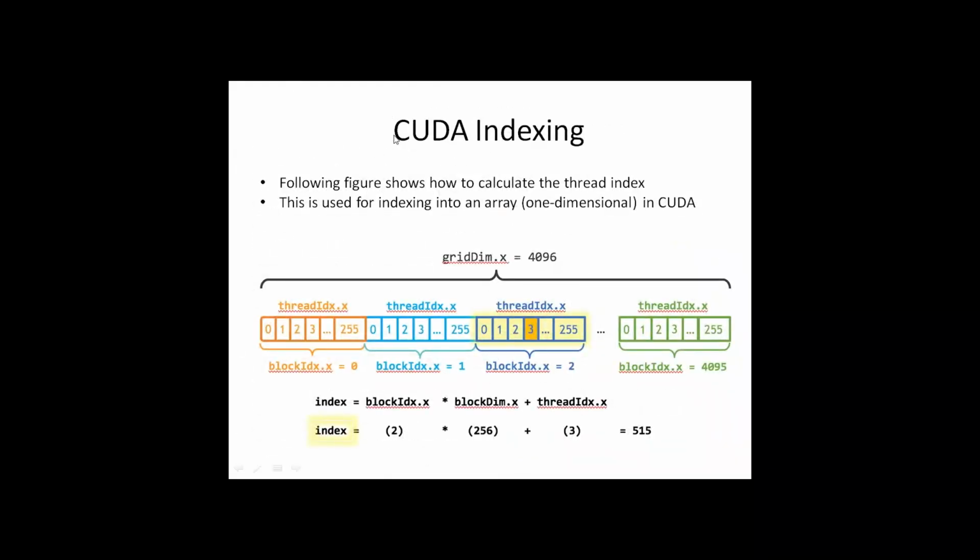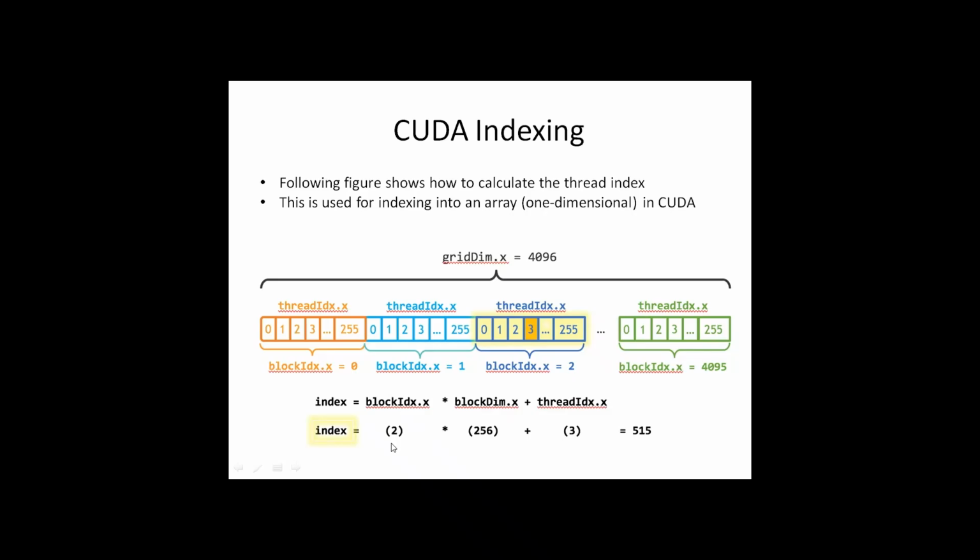So I hope CUDA indexing is clear, that is how the thread index is created. In this diagram, we can see there are different blocks, and each block has multiple threads. And how do we generate the unique index of a particular thread? For example, thread number 3 of block number 2. This is the calculation we have used: the block index multiplied by the number of threads per block plus the local thread index. That will give us the unique index.